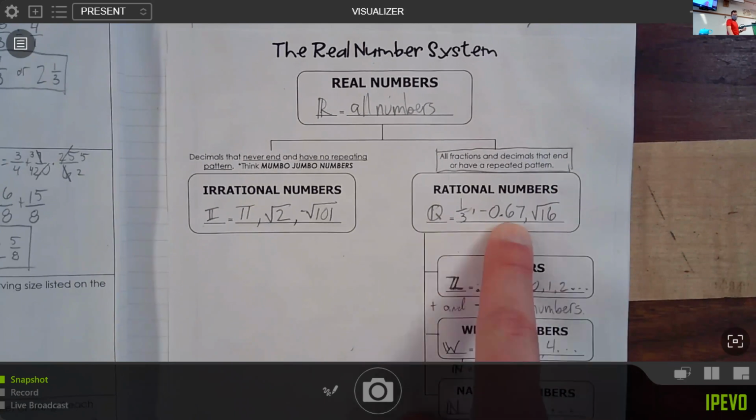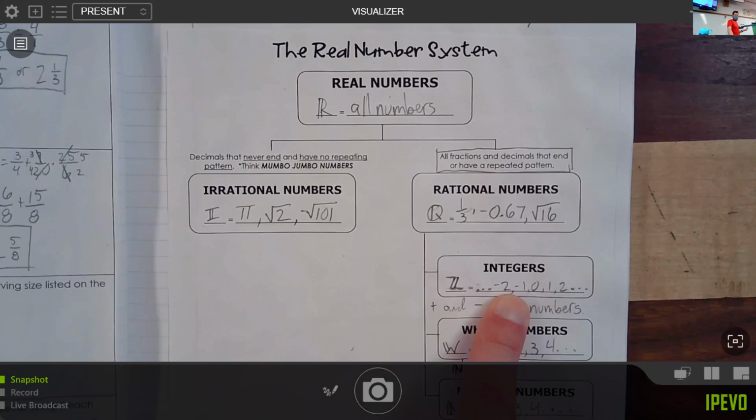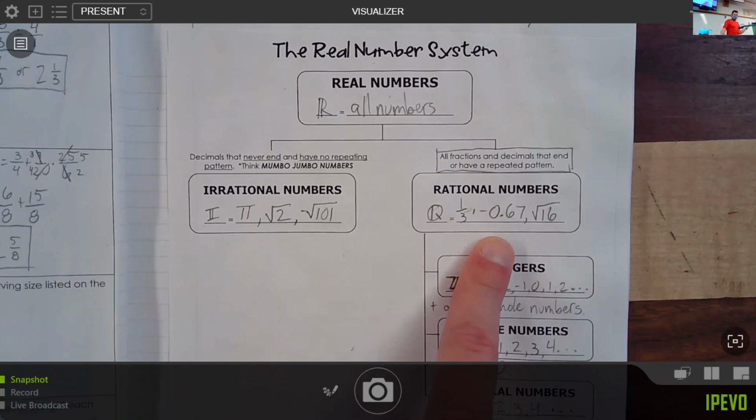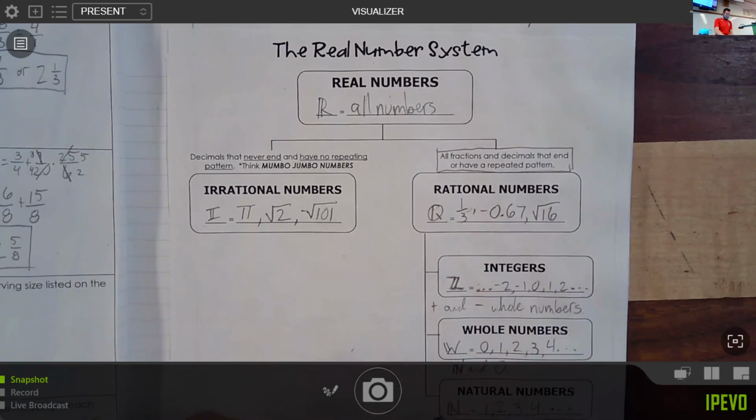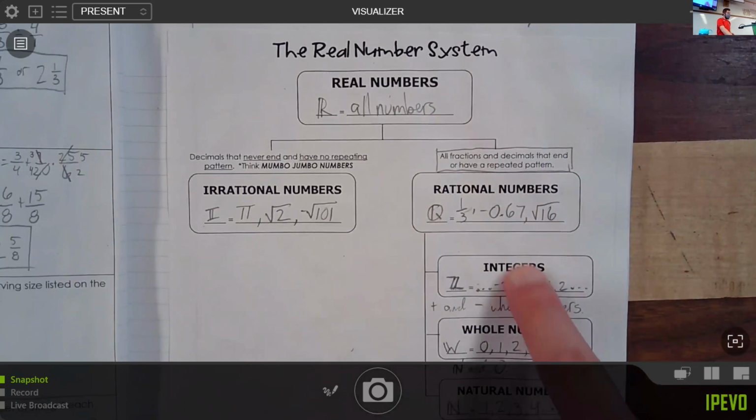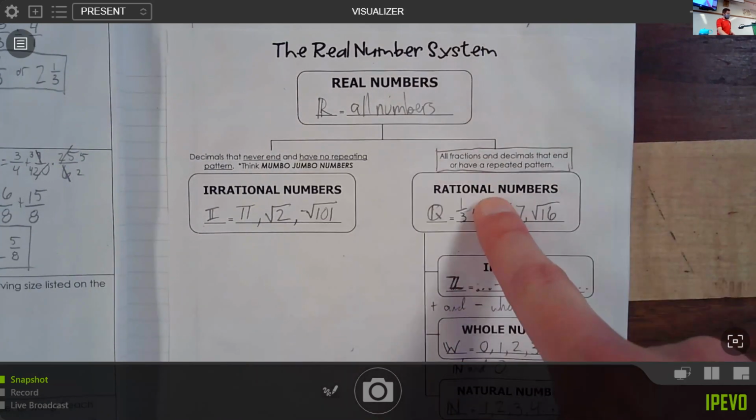Meaning 0.67 or negative 0.67 is not an integer because it's not a whole number, but it is a decimal that stops, and so therefore it is rational. So we have to think about these different categories. Basically, if it's natural, it's all of these other ones. If it's a whole number, it's from here all the way up. If it's just a rational number, it's just a rational number.